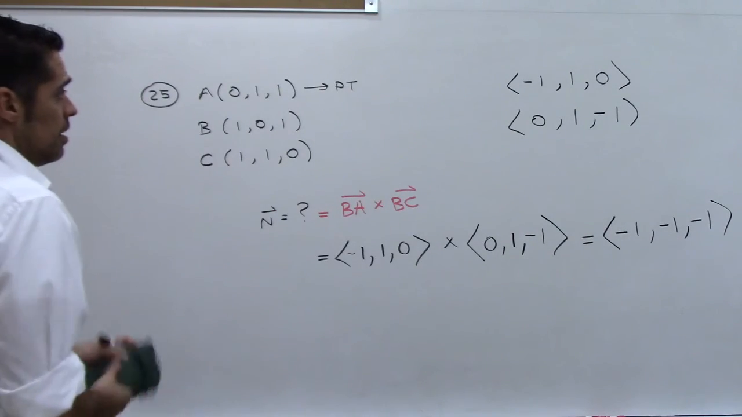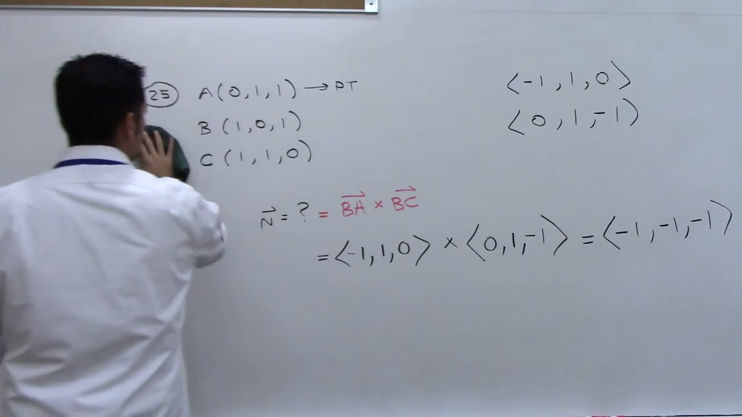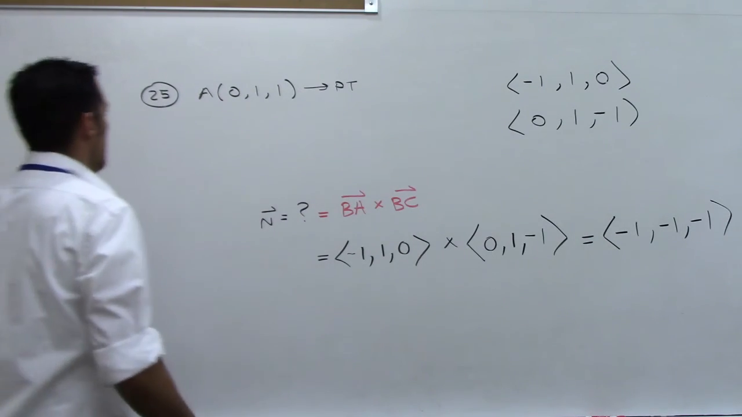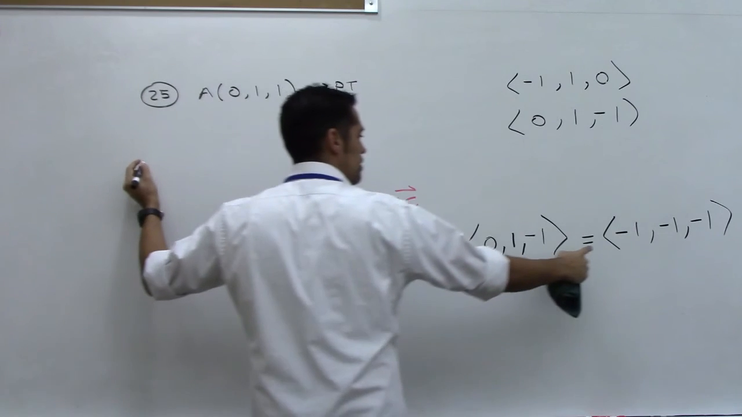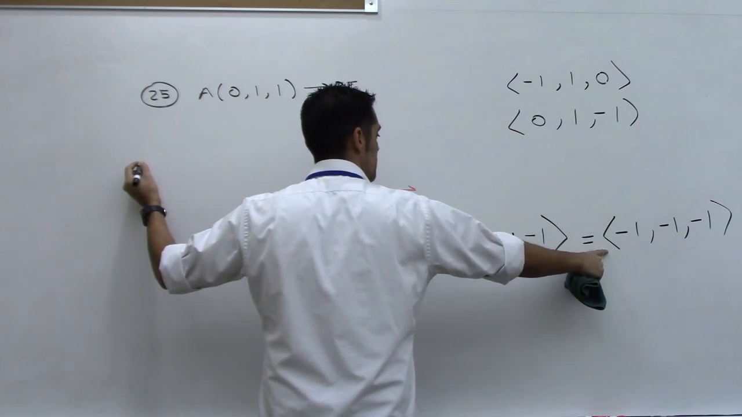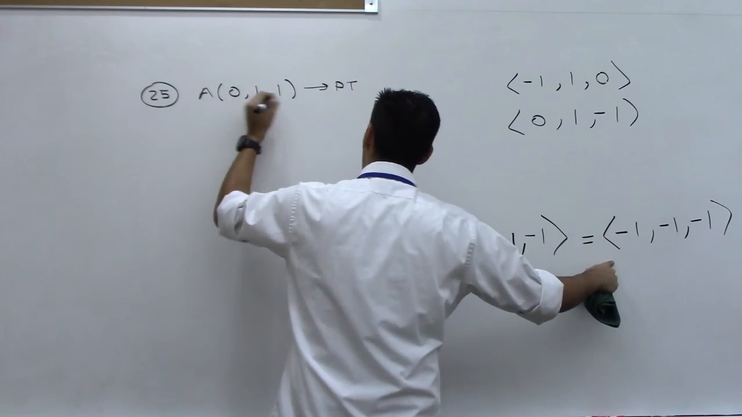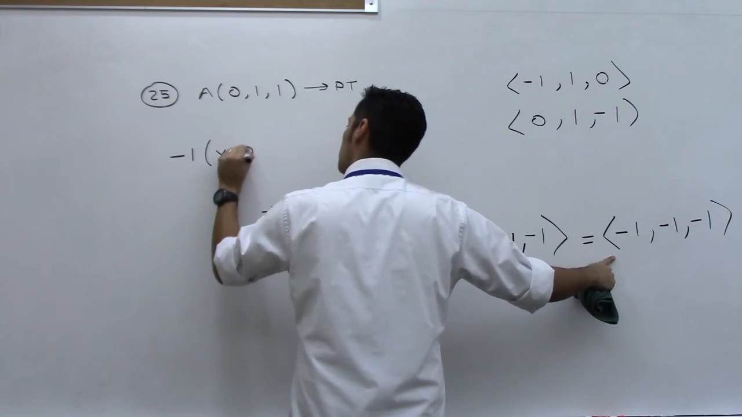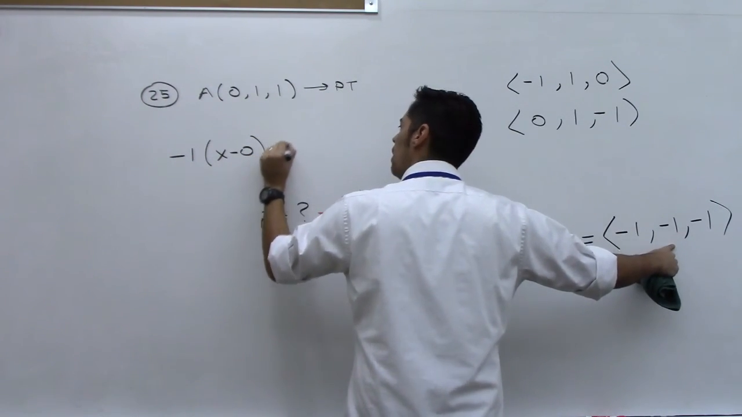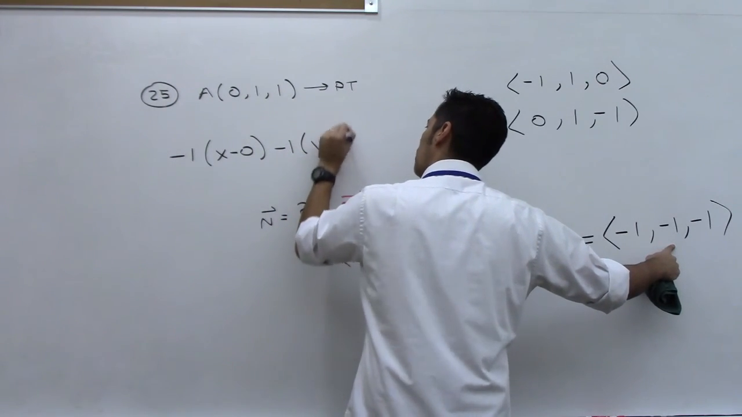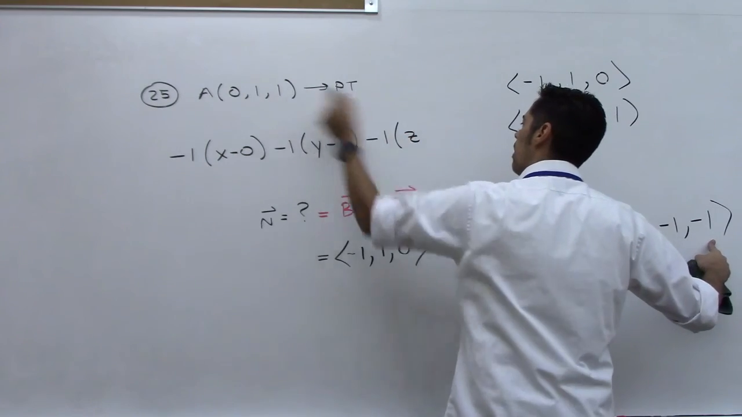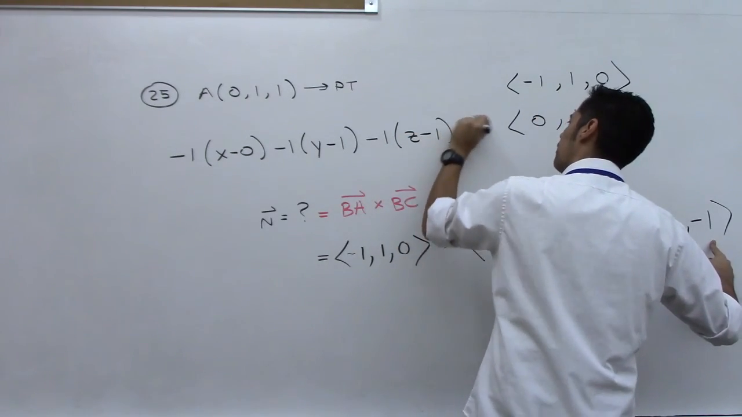And now I just use the plane formula. I need a point, which I've got. I need my direction, my normal vector. So that's your A, B, C. This is your x naught, y naught, z naught. So I should have negative 1 times x minus 0, minus 1 times y minus 1, and then minus 1 times z minus 1, equals 0.